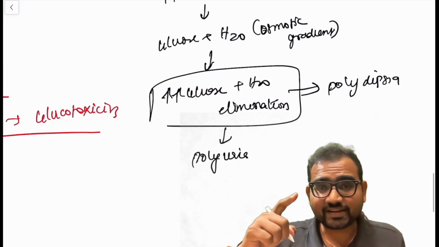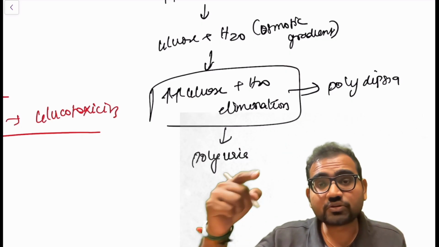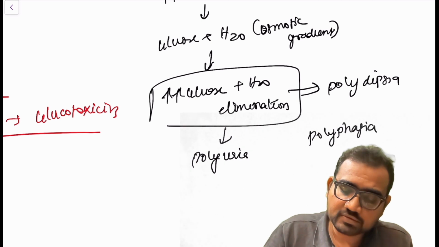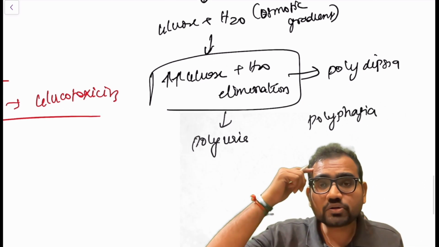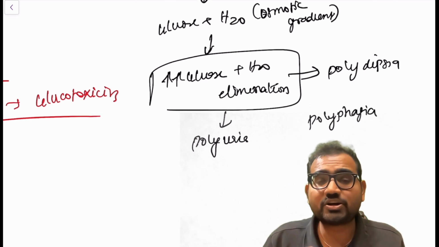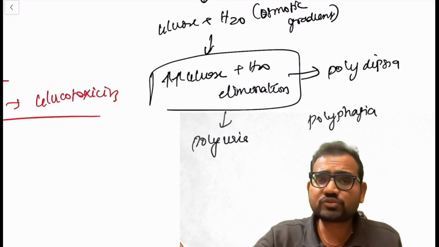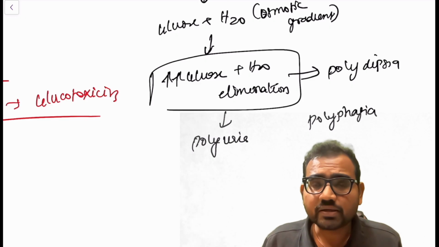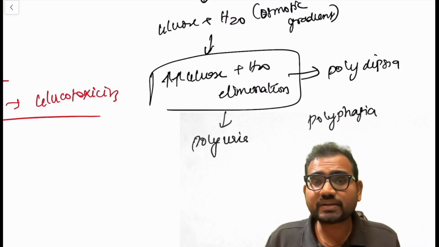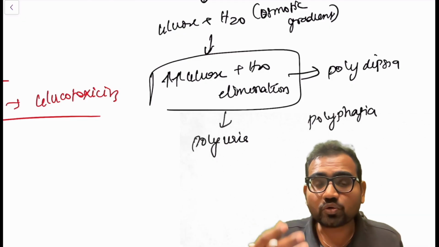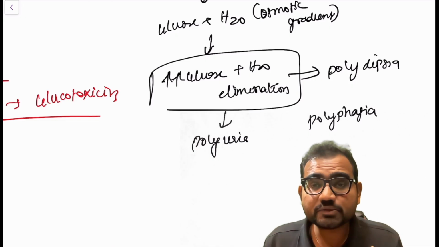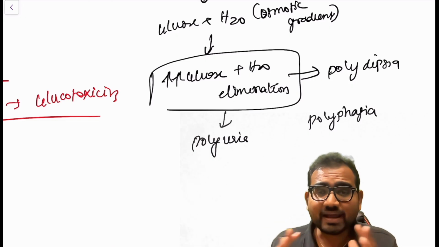Cells are starving despite increased blood glucose levels, so polyphagia, because it signals the brain to increase glucose production. It is telling, even though the glucose is in the bloodstream, I am not receiving any glucose, so please feed me. So it signals the body to eat more, to consume more glucose. That is why these patients will have these three classic symptoms.